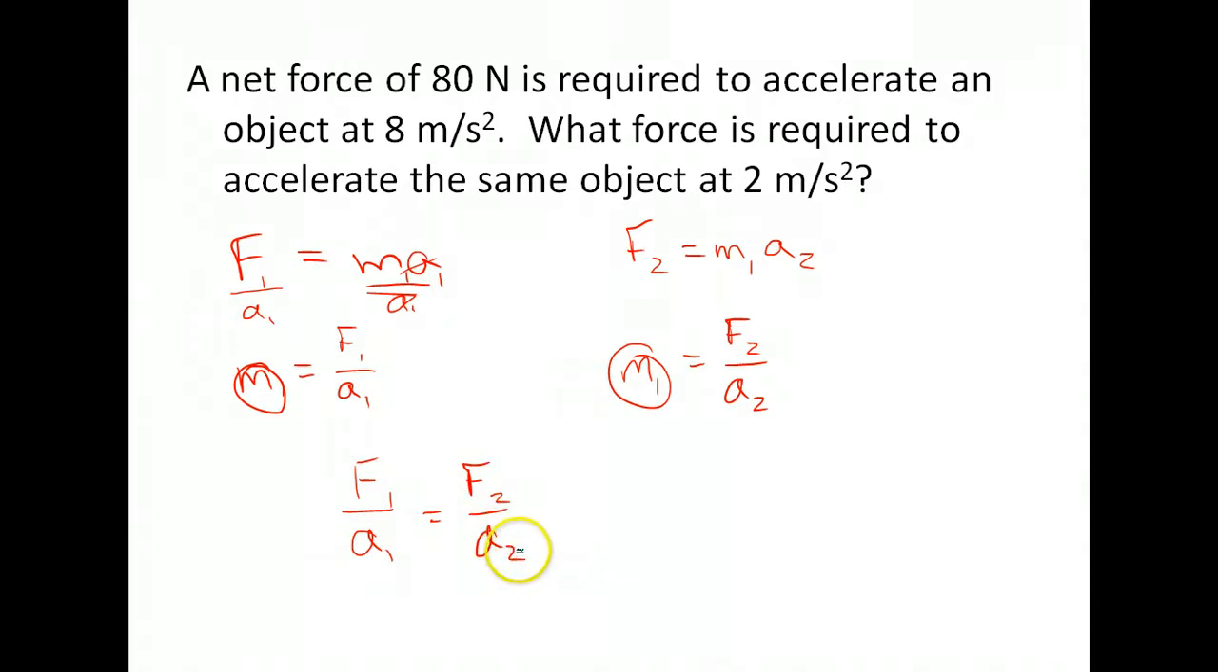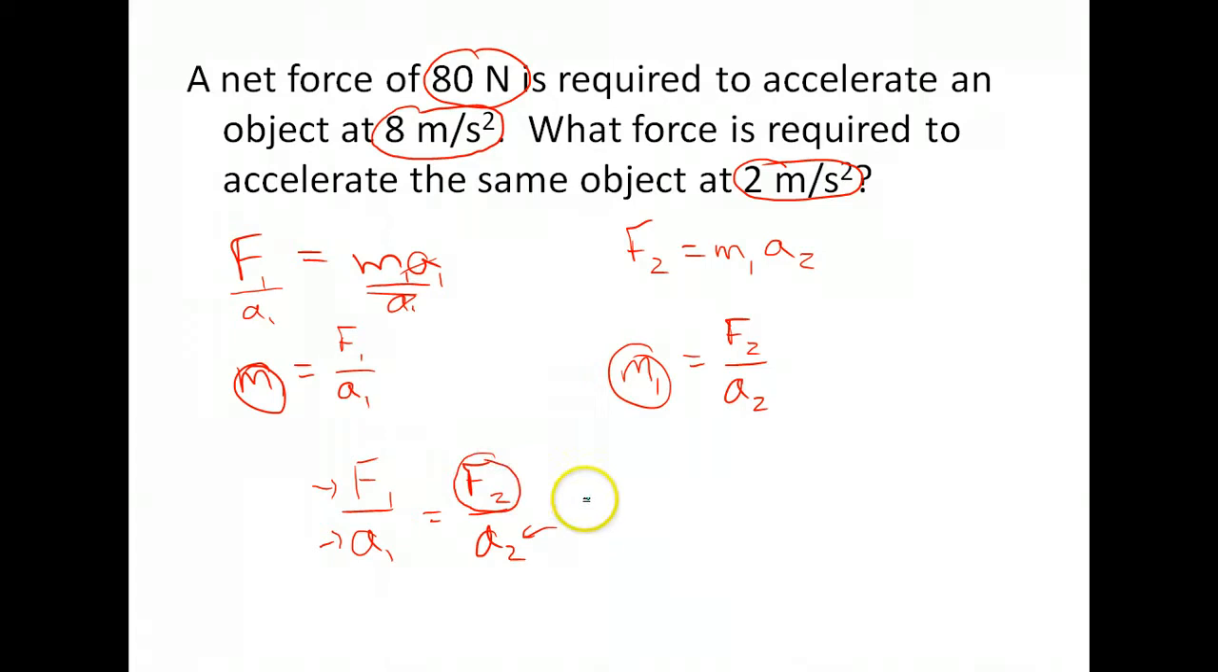Okay. We know what the first force is. It's 80 newtons. It's given to us in the problem. We know what the first acceleration is, 8 meters per second squared. We know what the second acceleration is, 2 meters per second squared. So we know this one, and this one. That means we can solve for this.